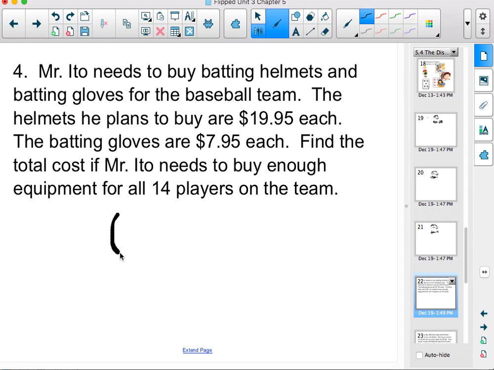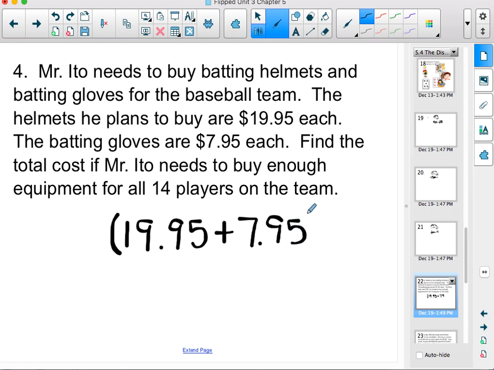Well, we're going to start off by figuring out how much he spends for one player. One player gets a helmet for $19.95. That's a pretty cheap helmet. If you play baseball, you know they get pretty expensive. One player also gets batting gloves for $7.95. And the amount spent on each individual player is now inside my parentheses. What we're going to do is put the 14 out here in front because we can multiply that entire amount by 14 to figure out how much he spends on all 14 players.